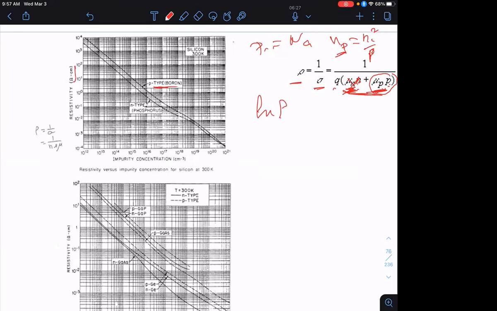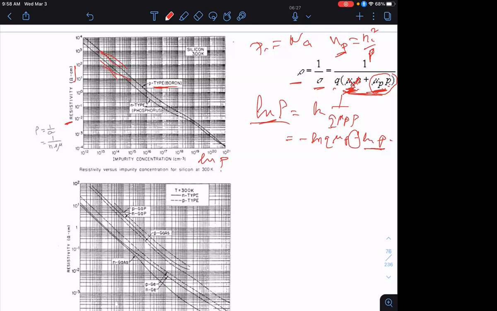Resistivity rho has dimensions of ohm centimeter. Log of rho becomes log of 1 over q mu p times p. Q, of course, is a constant. It's the whole charge. So I get minus log q mu p minus log p. So if I now plot log of rho as a function of log of p, the doping concentration, what should I expect? I should expect a straight line with a slope of -1. And that's indeed what I see. Okay, on a log plot, I get straight lines with a slope of -1.